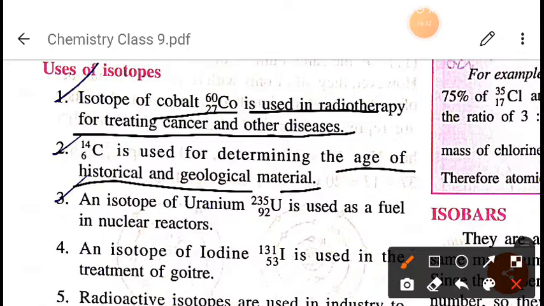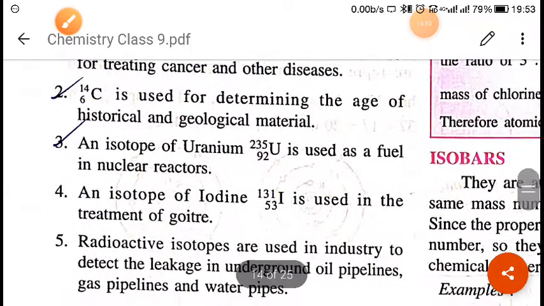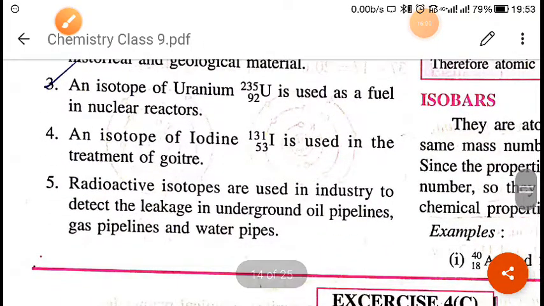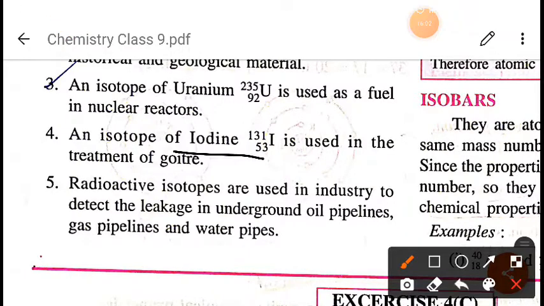Now again, uranium is used in a nuclear reactor. It is the fuel of a nuclear reactor. You will learn about nuclear reactors in your higher courses. Now again, isotopes of iodine are used in the treatment of goiter. You have seen goiter, right? You know what goiter is, the disease. So in the treatment of goiter, isotopes of iodine are used.